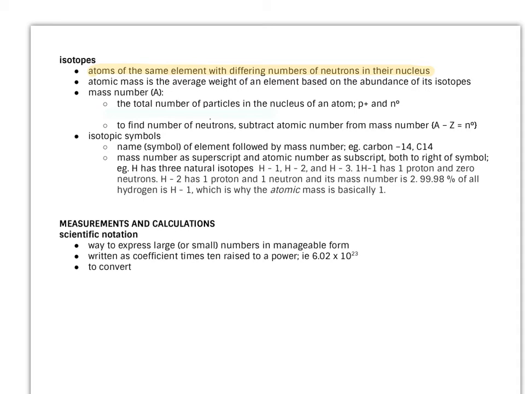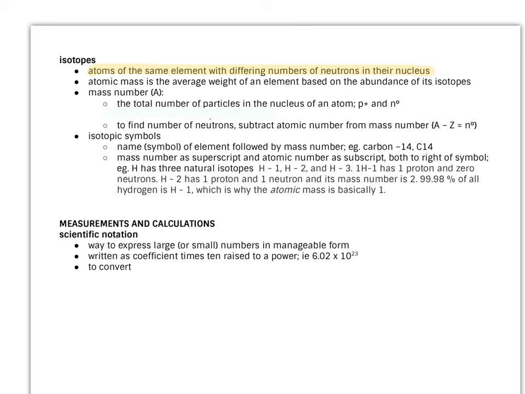Okay, so the mass number is the total number of particles in the nucleus of an atom. And remember that the particles in the nucleus are the protons and neutrons. So, since we can find the number of protons on the periodic table as the atomic number, we know that we can just subtract the number of protons from the mass number and get the number of neutrons.